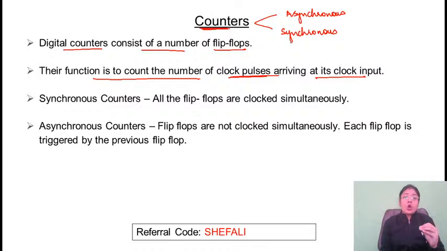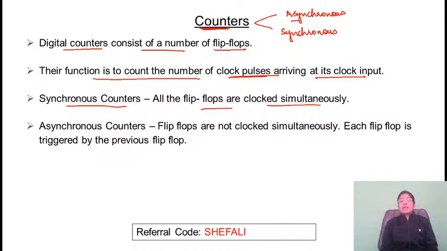जैसे आपके पास clock apply होगी, all the flip-flops will be working together. So synchronous counters means all the flip-flops are clocked simultaneously. Asynchronous is reverse of synchronous. This means that all the flip-flops are not synchronized simultaneously.